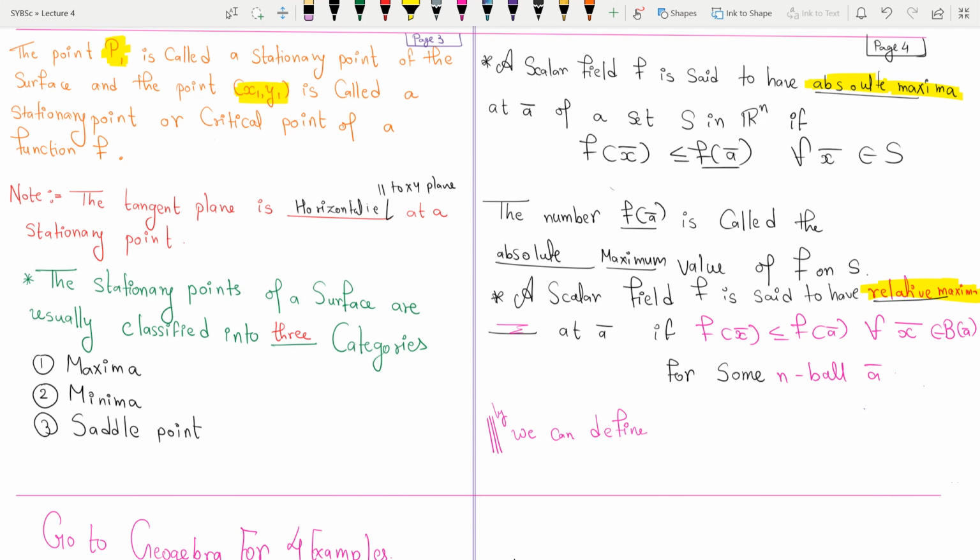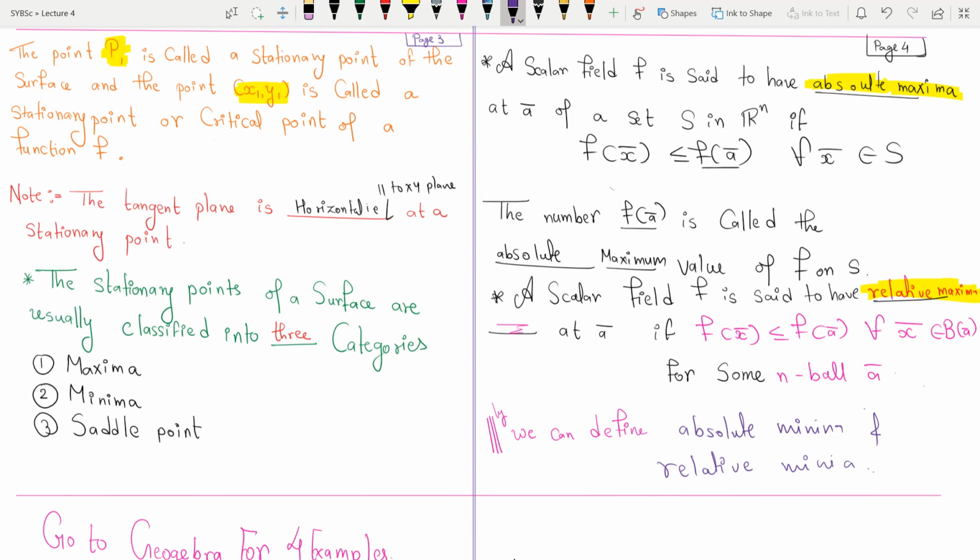Similarly, we can define absolute minima and relative minima. Okay, similarly you can define both of these. Now time comes to think about the saddle point. Okay, so let's think about the saddle point.